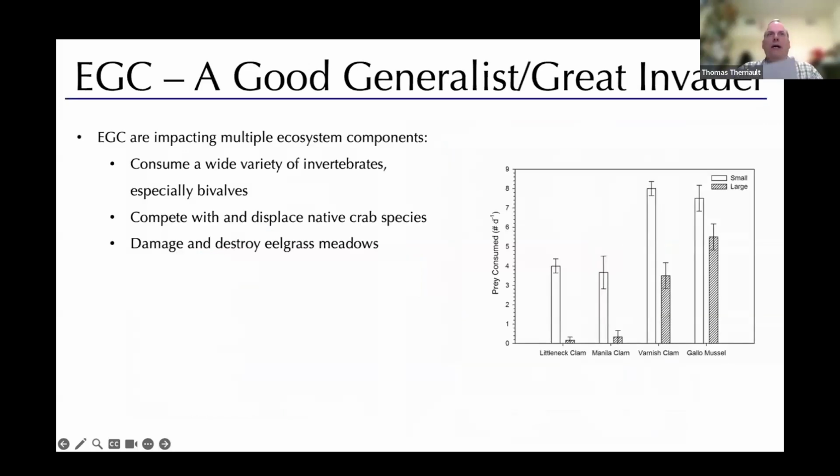They're also great generalists. Here we see in the chart that they can consume a wide variety of invertebrates. Here's a study that we did with respect to some different bivalves, and you can see that the consumption rate is extremely high, especially for the smaller year classes. But as I said, these green crab can compete and displace native crabs, and we're going to show you some data on that, as well as some of the work that we've done on habitat destruction through damage to eelgrass.